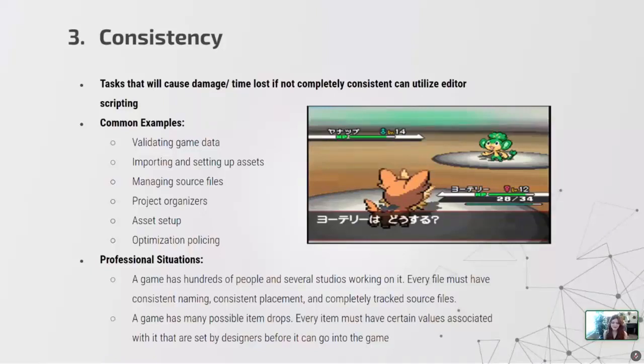Or a different example, maybe a game has many possible item drops, and like the Pokemon battles, every item must have certain values associated with it. Most things you would set a default value for, but an item that you forget to add a mesh for, or forget to give a monetary value for when someone goes to sell at the store, or you forget it's a consumable item and forget to put stats on it, or someone just leaves it halfway done. You want to make sure those don't end up in the game. So that's where you can use editor scripting for checking on consistency of things.